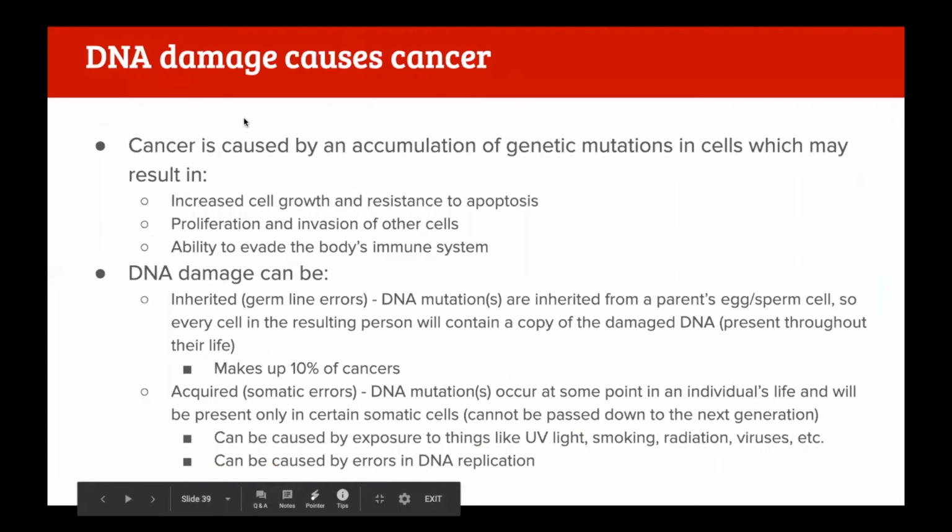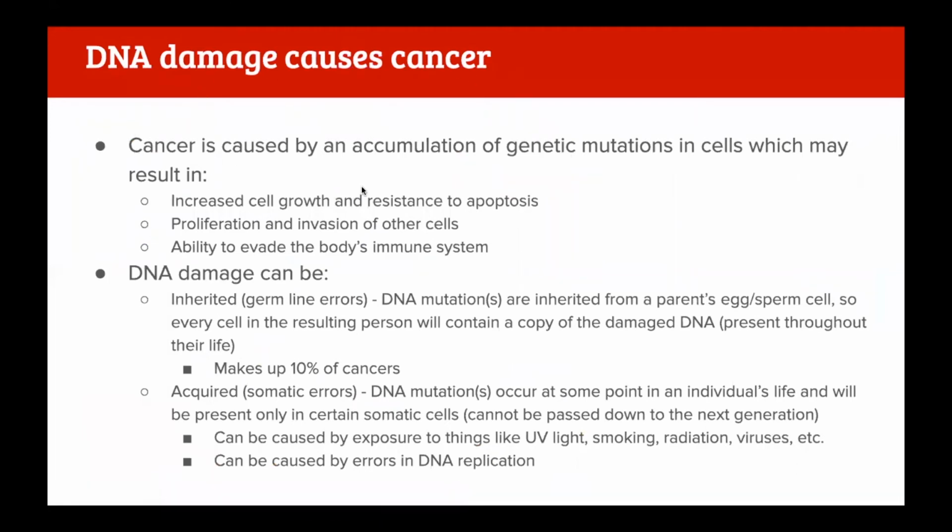Okay, so DNA damage is what causes cancer. Cancer is caused by the accumulation of genetic mutations in cells. Usually it's not just one mutation that will lead to cancer, it's the accumulation of many different genetic mutations and other factors such as the age of the cell and the fact that it can't function anymore. All of this will result in increased cell growth and resistance to apoptosis, proliferation and invasion of other cells, and the ability to evade the body's immune system.